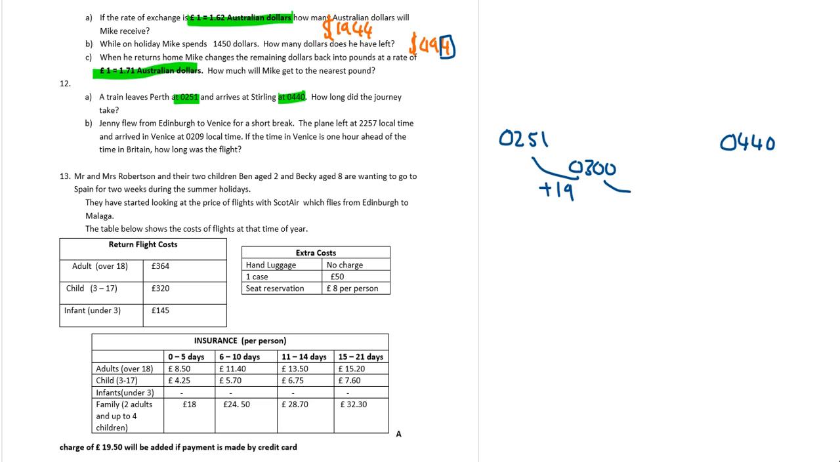And then I want to get to 0400 hours. So that's going to be plus 1 hour. And then to get to here, I'm going to put the arrows in there. That's another 40 minutes. And then we just add up the times. So that's going to be 1 hour, 40, 59. So 1 hour and 59 minutes.